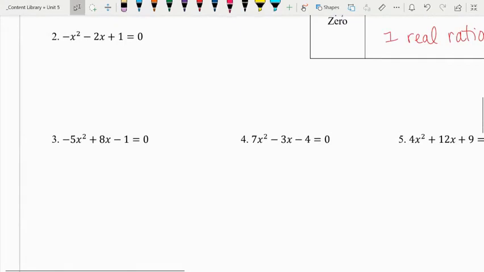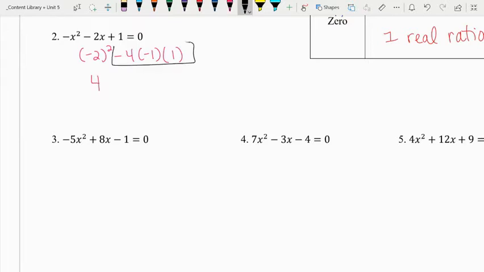On the next one, we have b squared minus 4 times a, which is negative 1, times c, which is 1. Negative 2 squared is 4. And then again, I'm going to focus on all of this all at once. So we have negative 4 times negative 1 times 1, which gives me a positive 4. And 4 plus 4 is 8. Now 8 is not a perfect square, so we're looking at just the positive number. It gives us 2 real irrational.